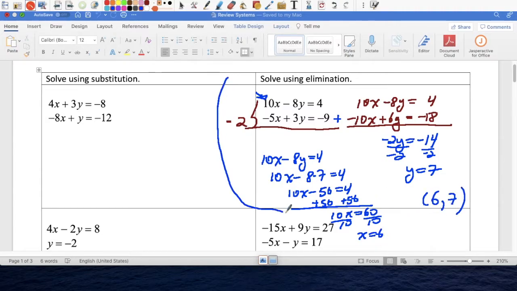Now, let's do a check. So again, check, I'm going to pick equation 1 and equation 2. All right, and you're going to replace x and y with 6 and 7 and see if it works.